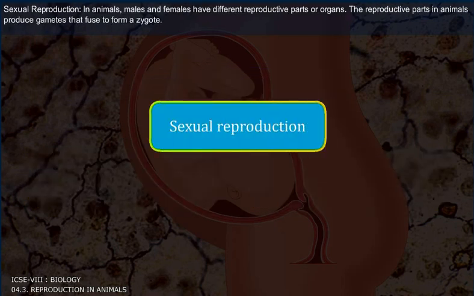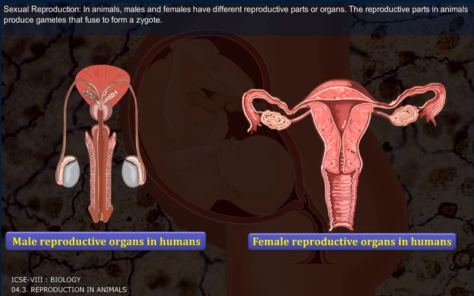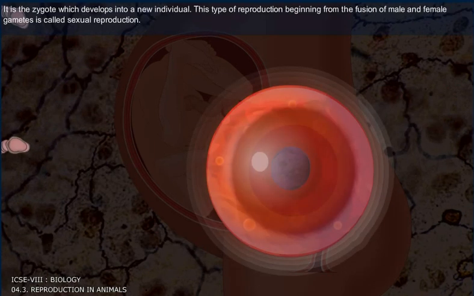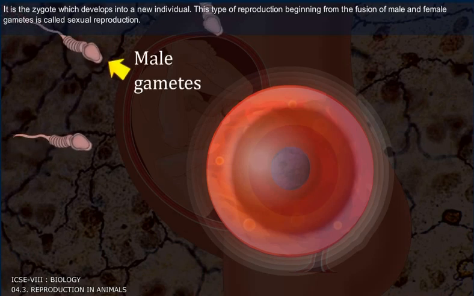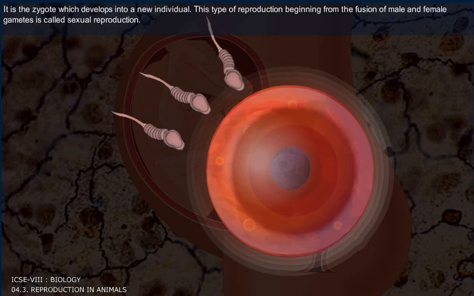Sexual reproduction. In animals, males and females have different reproductive parts or organs. The reproductive parts in animals produce gametes that fuse to form a zygote. It is the zygote which develops into a new individual. This type of reproduction, beginning from the fusion of male and female gametes, is called sexual reproduction.